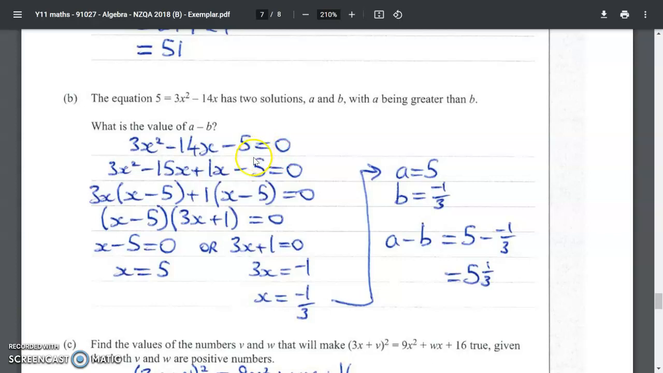we go through a process of solving, and we'll factorize, we get this. And then either x minus 5 equals 0 or 3x plus 1 equals 0. So our solutions are 5 and negative 1/3.